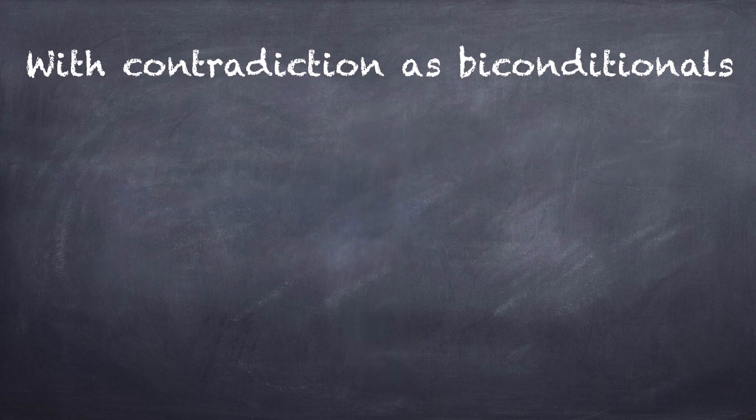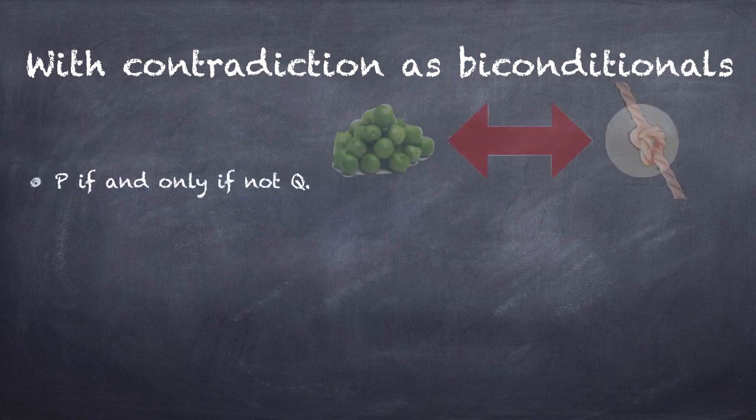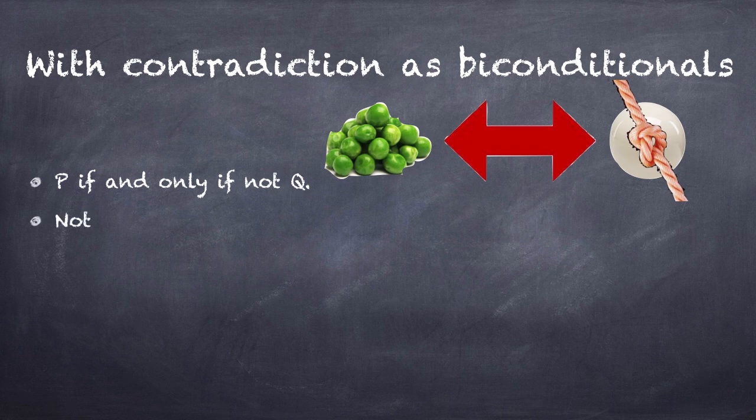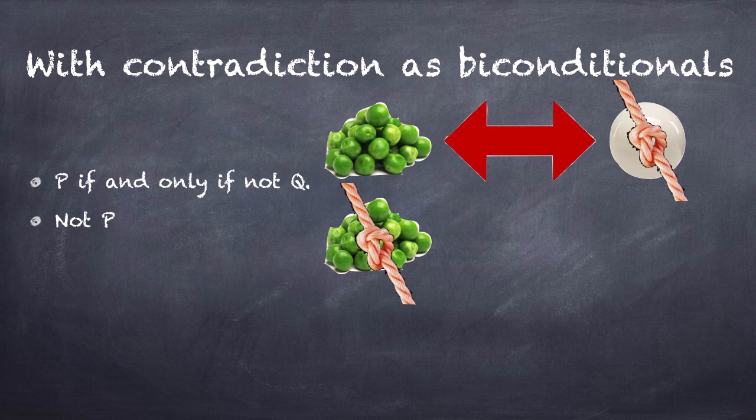Well, let's change things up a bit. Let's start with our biconditional expressing contradiction like before. Okay, let's deny P. Okay, what happens next? Can we infer anything? If so, what? Remember, the biconditional states that P and Q have opposite truth values. If we say that P is false, what can we conclude about Q? Since P and Q have opposite truth values and P is false, we know that Q is true. So we have our conclusion.